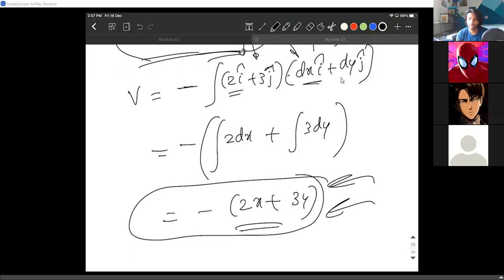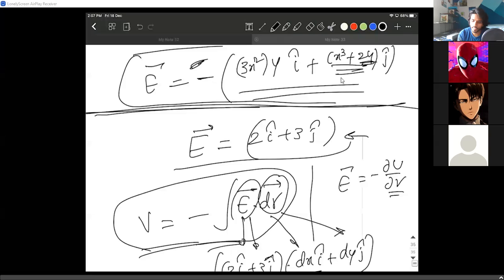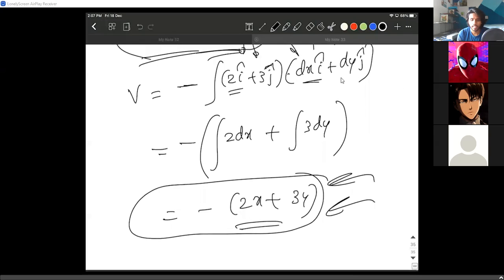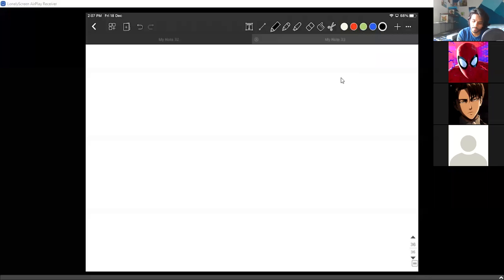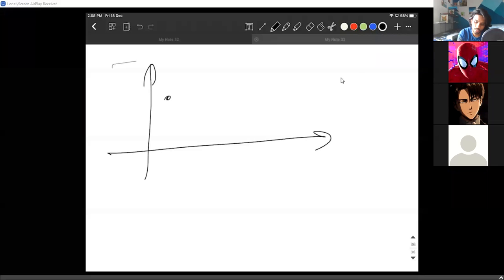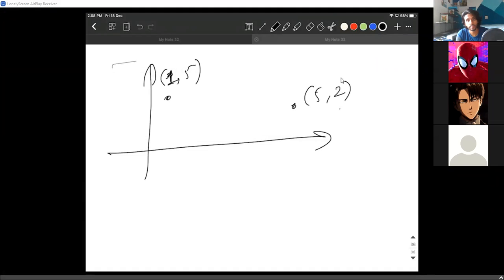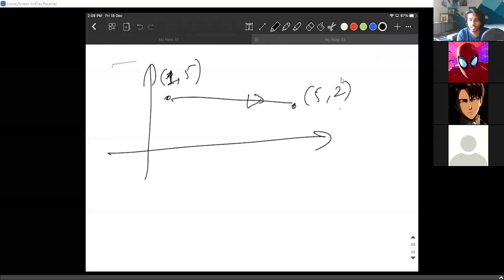Okay. In H.C. Verma, he gave the same problem. He gave the E value. He doesn't even ask the potential value. He says a body travels from this point to this point, like 1 comma 5 to 5 comma 2, let us say. It traveled from this point to this point. What is the work done? Aditya, how do you do it? Sir, we have to do this integration vectorially, sir.